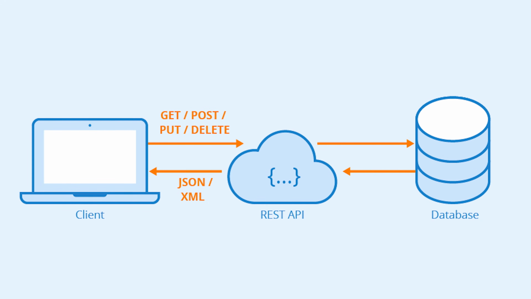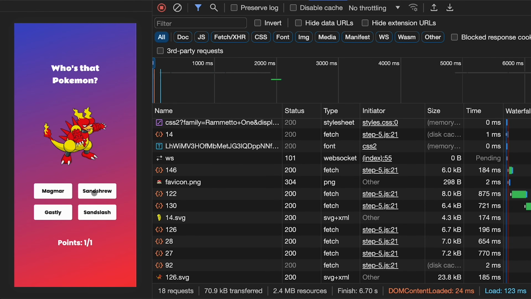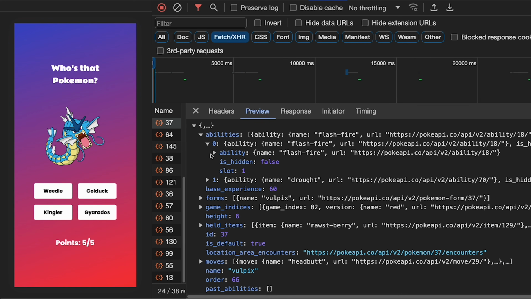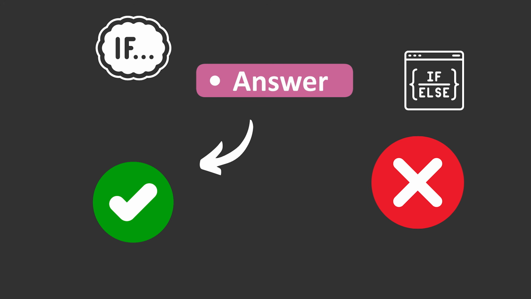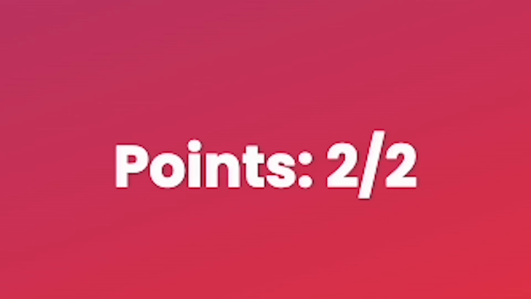We'll learn how to work with an API, how to fetch and display data from an API. In this case, it will be the RESTful PokéAPI, and we'll learn some simple game logic like defining correct and incorrect answers, loading screens, and keeping track of scores.